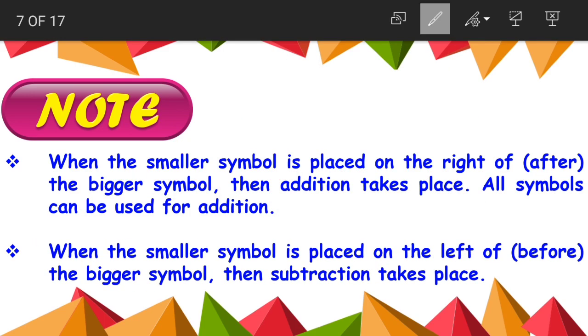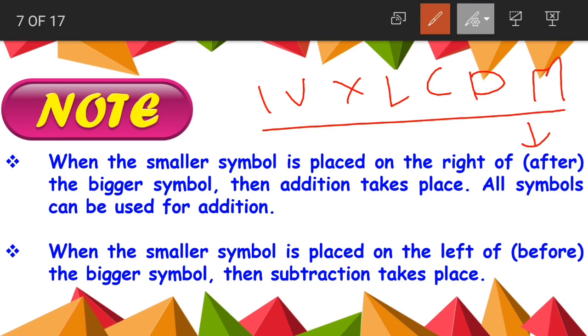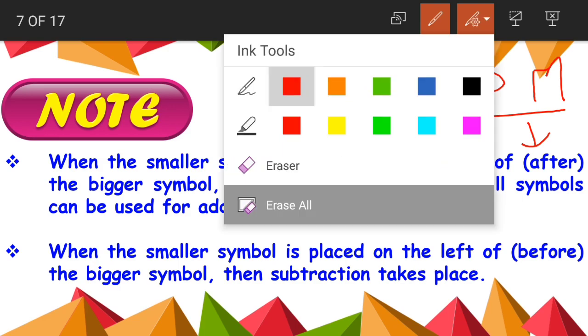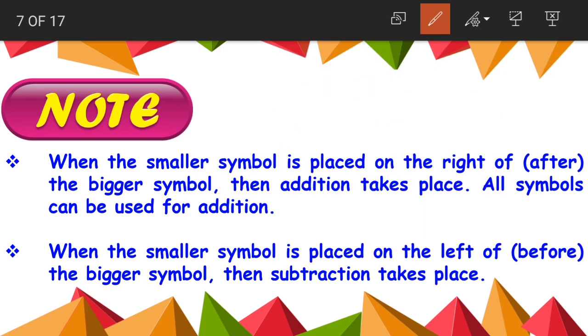What do they mean by all symbols here? I, V, X, L, C, D, M. I am repeating these symbols again and again, children, so that you will remember them. Repeat with me. I, V, X, L, C, D, M. You have to remember these symbols in the same order. Next, when the smaller symbol is placed on the left of, or before, the bigger symbol, then subtraction takes place.